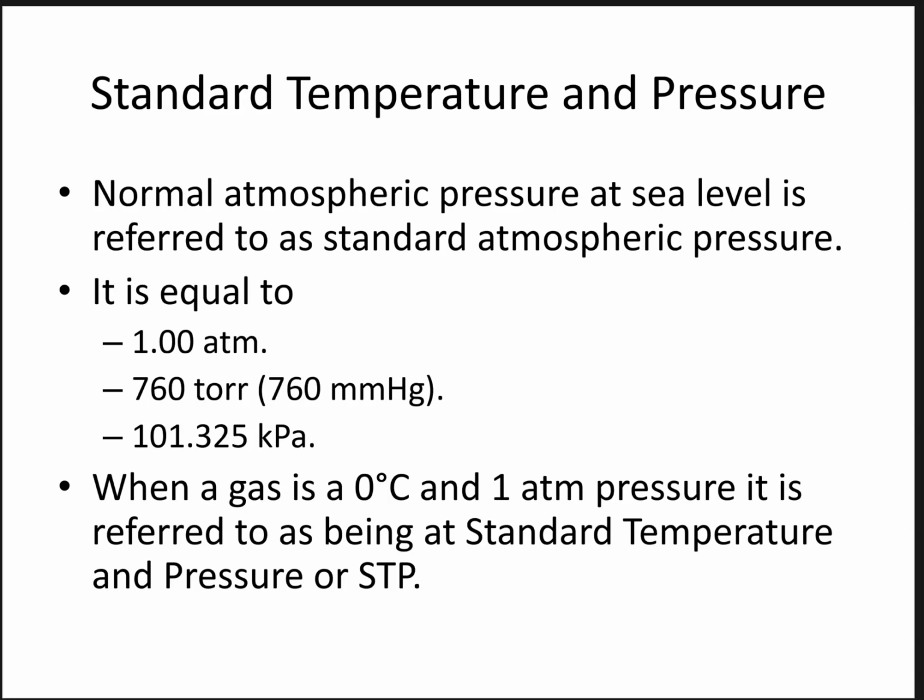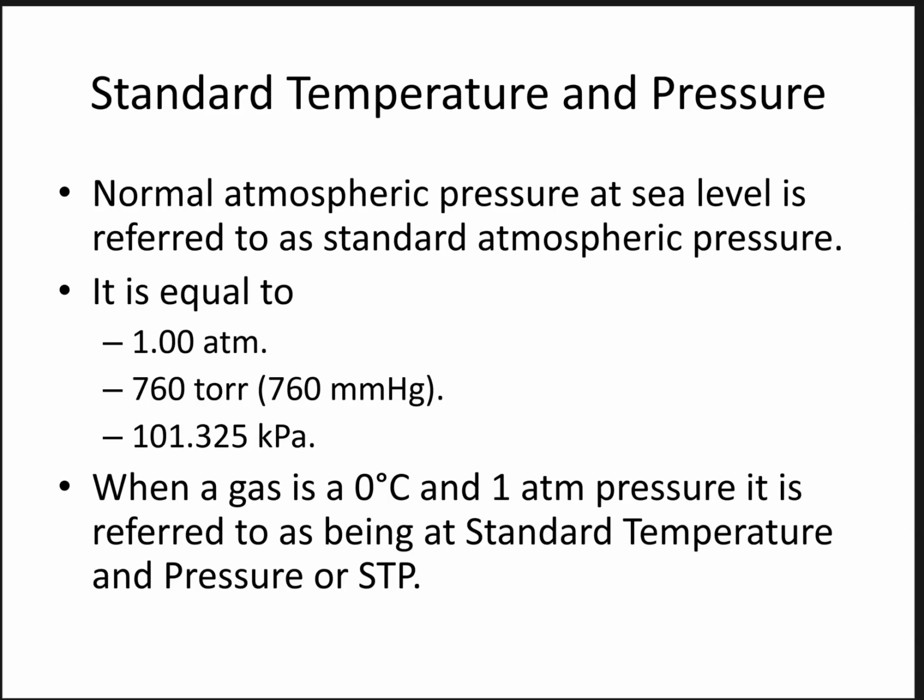What we do have in common, though, is something known as standard temperature and pressure, and that refers to a gas when it's at 0 degrees Celsius, or 273.15 Kelvin, and 1 atmosphere pressure. It's referred to as standard temperature and pressure, or STP. At STP, all gases would occupy a volume of 22.4 liters. Doesn't matter what the gas is, if the gas is behaving like an ideal gas, then it's going to have a volume of 22.4 liters at STP.